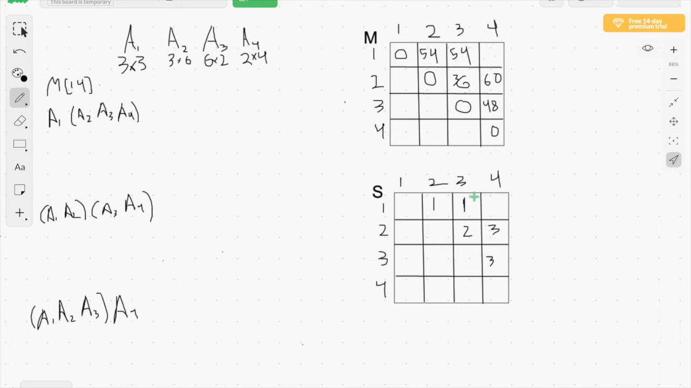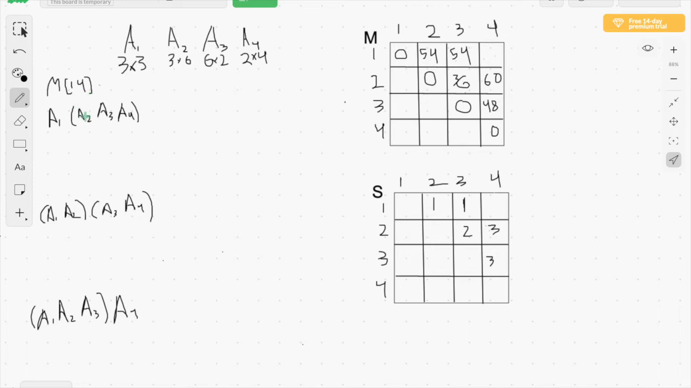All right, so now we need to find the minimum value for M14. So M14 is the minimum amount of multiplications required to multiply together A1, A2, A3, and A4. So this is the final square we need to fill out, and then the algorithm will be done. So we're almost there. So M14 has three different options of ways to multiply this together.